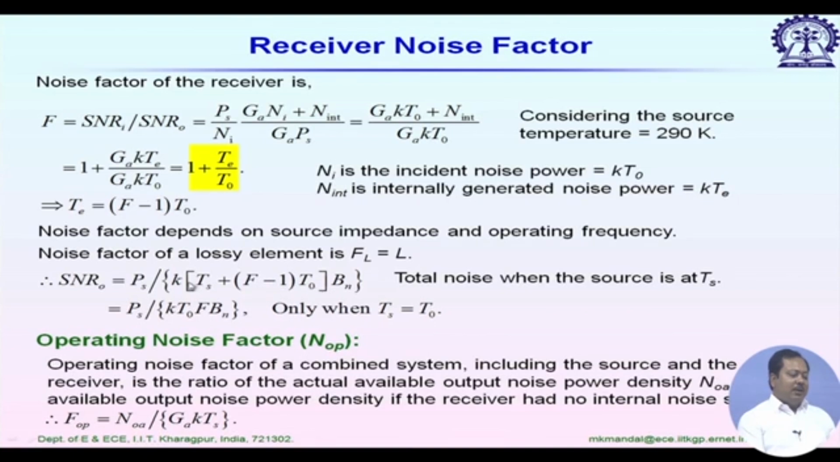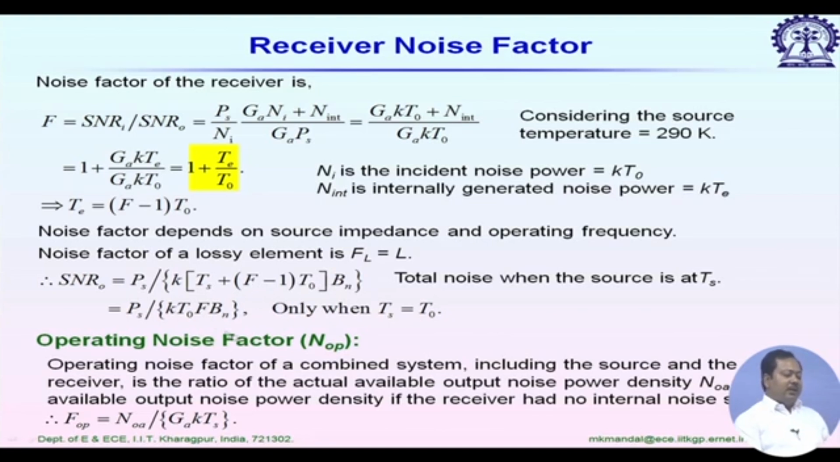So, if I now assume that Ts equals T naught, in that case it is Ps by K T naught F Bn. So, sometimes we simply write that SNR at the output is equal to Ps by K T naught F Bn, but that happens only if Ts is equal to T naught. If the source temperature is different from that 290 Kelvin or T naught, we have to use this correction factor, and in this overall expression we have to consider the effect of Ts as well as Te separately.